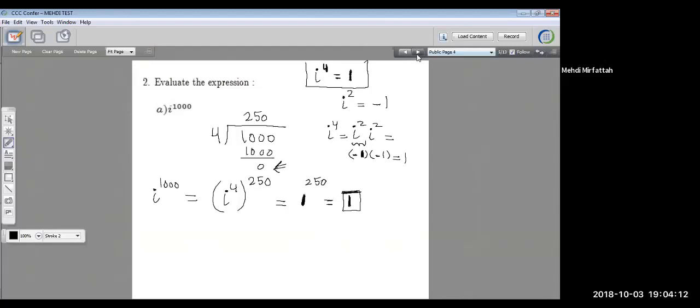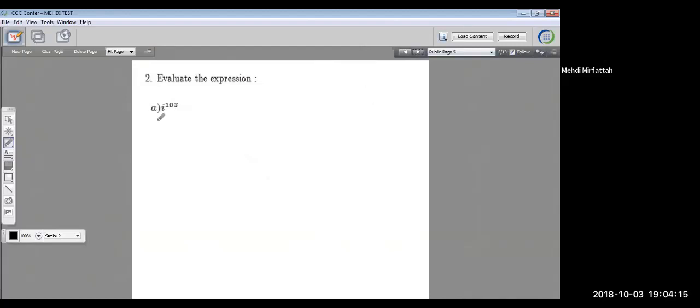Now, if I have to evaluate i to the power of 103, we do the exact same thing. We're going to divide 4 into 103. Again, why are we dividing by 4? Because i to the power of 4 is equal to 1. We want to know how many i to the power of 4 I have within i to the power of 103. So if I divide 4 into 103, I get 25, which gives me 100.